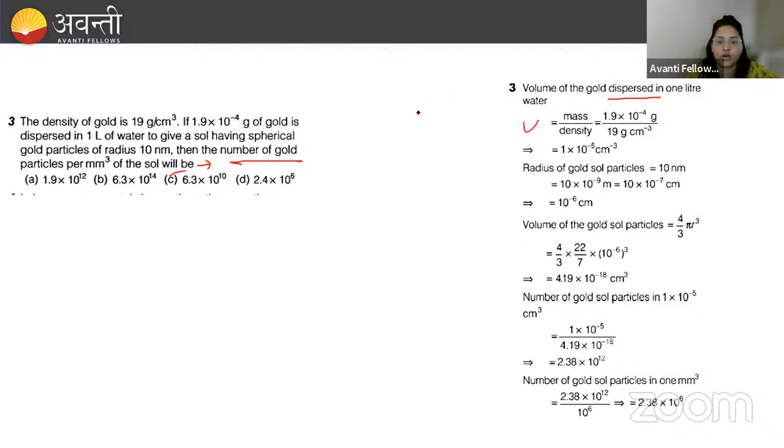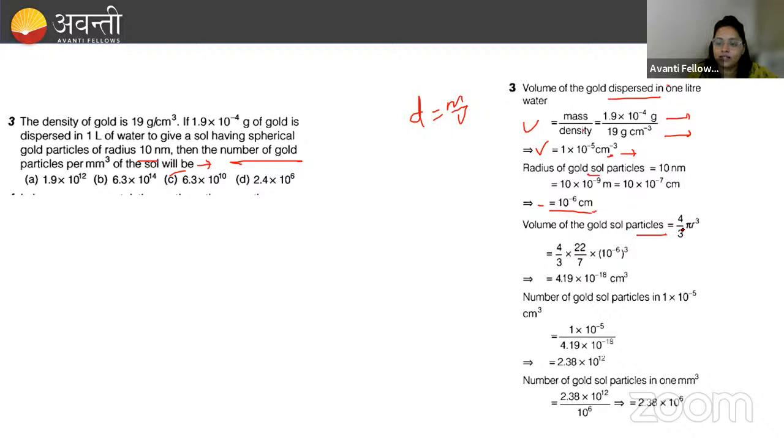So here volume of gold in 1 liter of water is what, volume is nothing but mass upon density, because density is equal to mass upon volume. So I can calculate volume will be equal to mass upon density. So mass was given in the problem, density was given in the problem, you are getting the volume. Radius of gold sols is given, that is 10 nanometer. Here it is given, look, radius 10 nanometer. So I have converted that nanometer into centimeter because volume was in centimeter. So I have converted the radius also to centimeter.